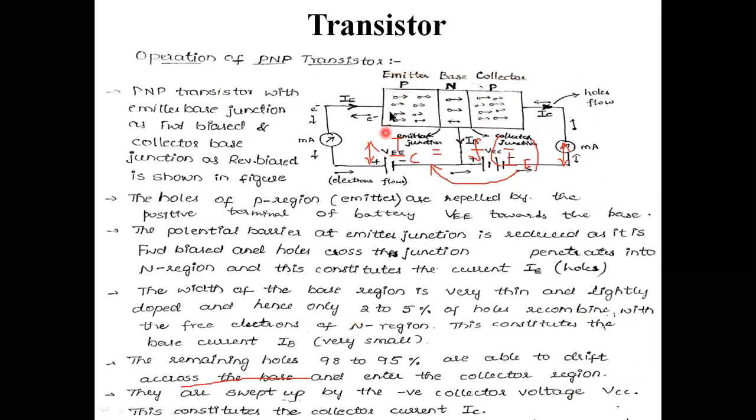First one, the type of diagram: PNP type of transistor, emitter, base and collector. After that I am going to connect some voltage supply, that is VEE, and a voltage supply is also connected to the other two terminals, that is VCC. In order to measure some current, I can arrange some ammeters here, that is milliammeters, on both sides, that means the input side as well as the output side.